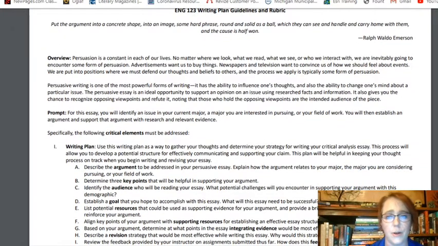Awesome quote from Ralph Waldo Emerson: "Put the argument into a concrete shape, into an image, some hard phrase, round and solid as a ball, which they can see and handle and carry home with them, and the cause is half won." So what that means is do your best to provide a whole, complete argument and hand it over to your audience, and you're halfway there, right?